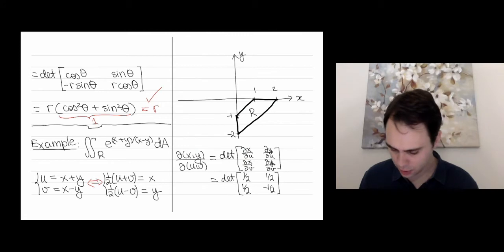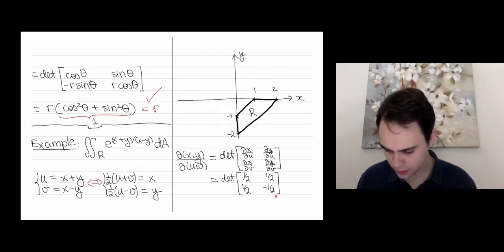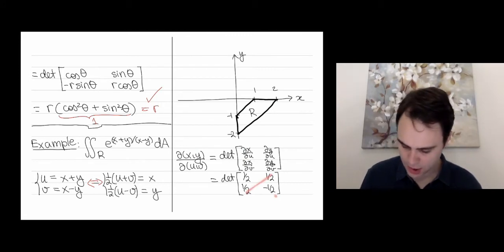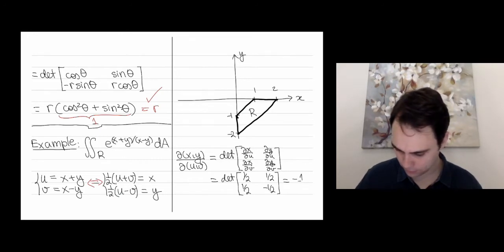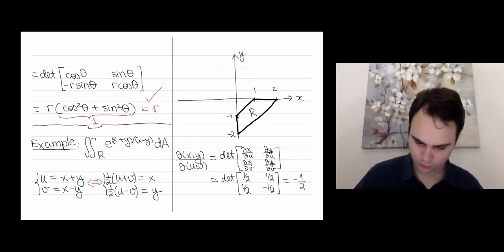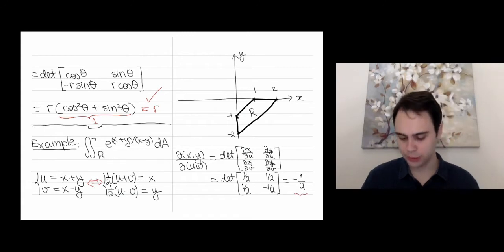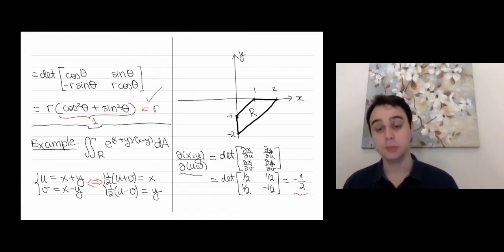So when I do this determinant, I get minus a quarter minus another quarter, so that's minus 2 quarters, that's minus 1/2. This is a crucial piece of information. The Jacobian determinant is minus 1/2.